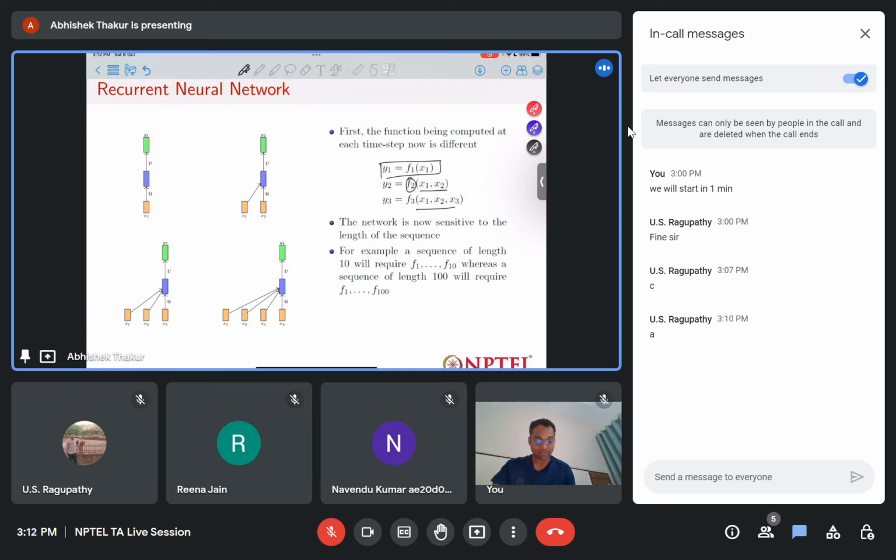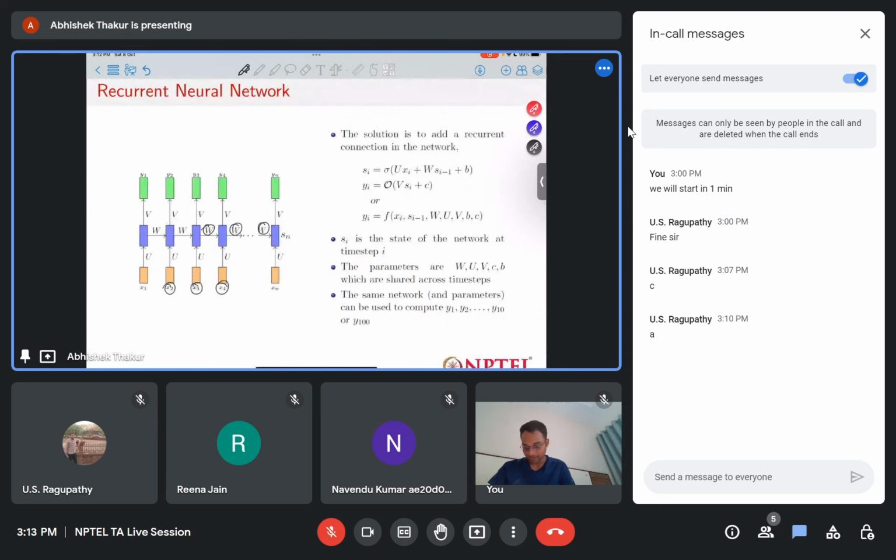So the network is now sensitive to the length of the sequence. For example, a sequence of length 10 will require the function f10 as well, f1 to f10, whereas a sequence of length 100 will require all the functions from f1 to f100. So what we do is make a connection from the previous input and make the network. This network is known as recurrent neural network, also known as RNN. So here our S depends on the sigmoid of Ux_i, where x is coming here, plus W S_(i-1).